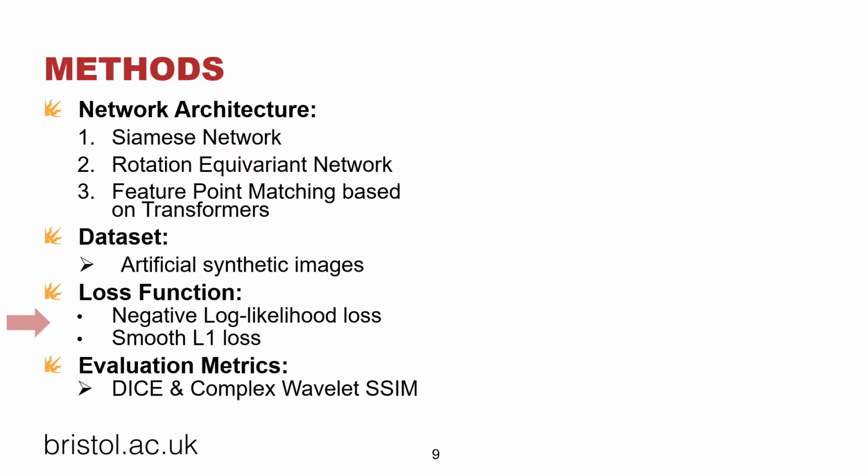The loss function consists of two parts, negative log likelihood for the matching confidence map and smooth L1 loss for other independent parameters, including rotation angle, scaling, and coordinate compensation. For evaluation metrics, we used the Dice similarity coefficient index and the complex wavelet structural similarity index, which extends the conventional structural similarity measurement to the complex wavelet domain. It is insensitive to small distortions and provides gradual variance values.